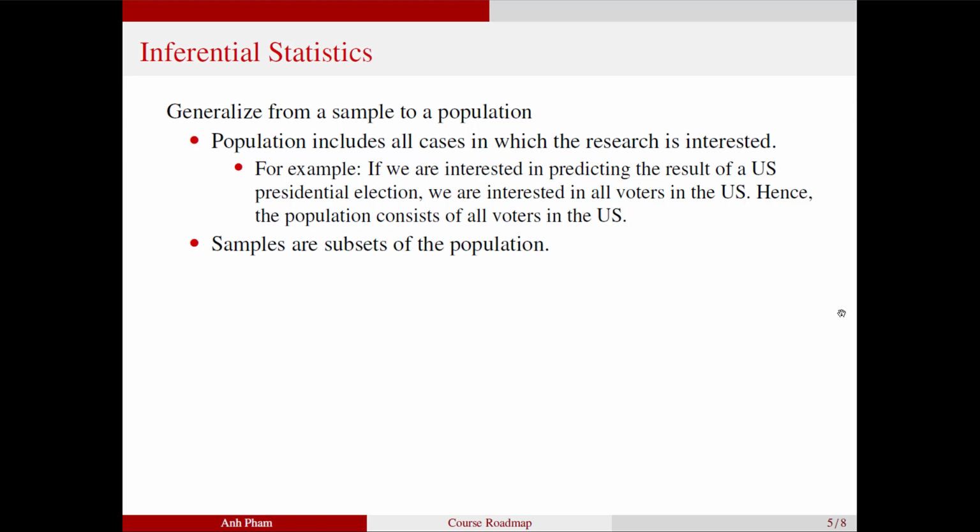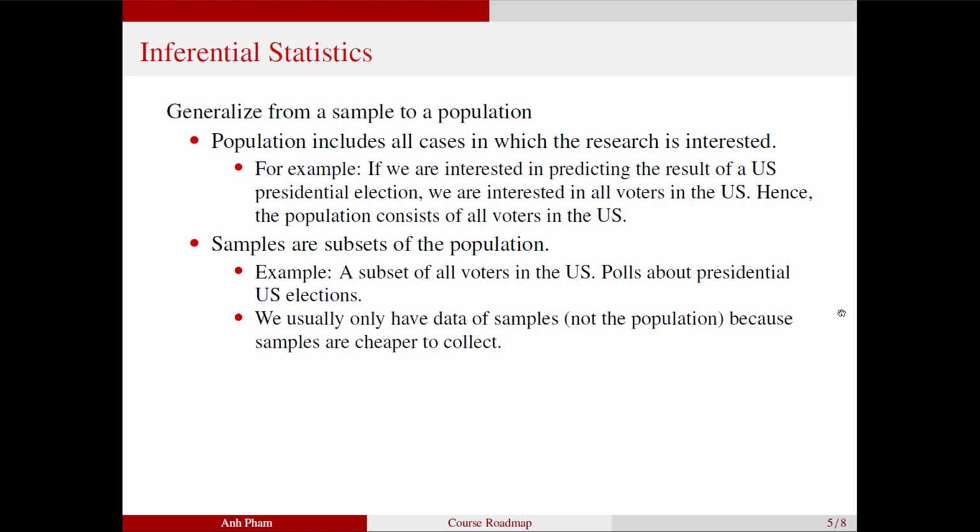Samples are subsets of the population. An example of a sample is a subset of all voters in the US. For example, polls about presidential US elections are an example of a sample because we can only ask about the subset of voters in the poll.